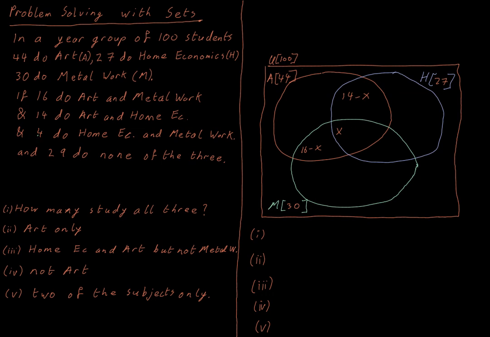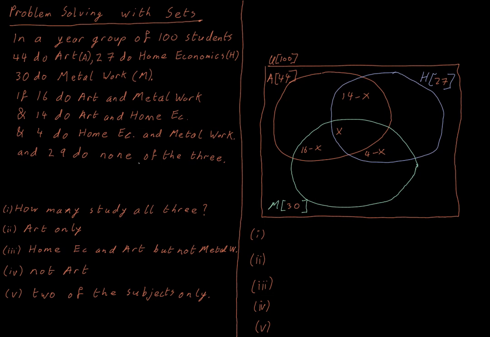And then finally we have 4 do home economics and metalwork. So home economics and metalwork is the intersection of the blue and the green circle. And there are 4 people in total in this part of my Venn diagram. And we would have 4 minus X people in that part of the intersection, because there are X number of people here. There's 4 people in total, so it'd be 4 minus X people in what's left in here. The people who only study home economics and metalwork, but don't study art.